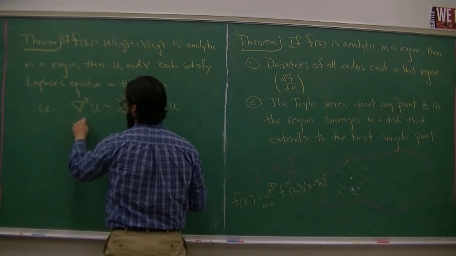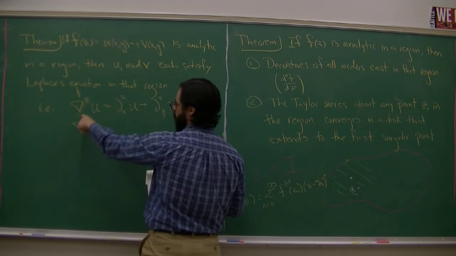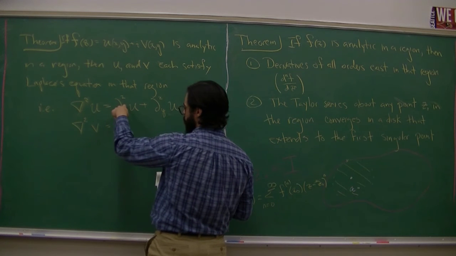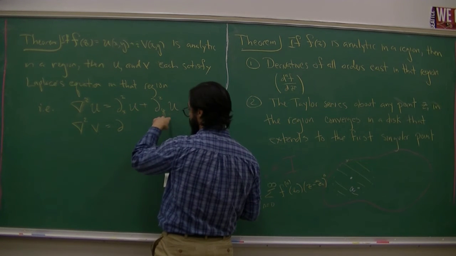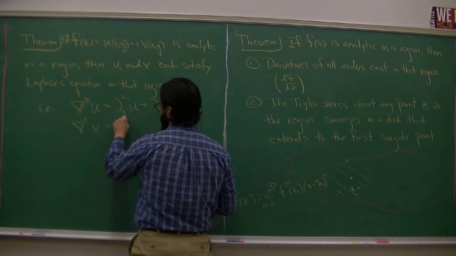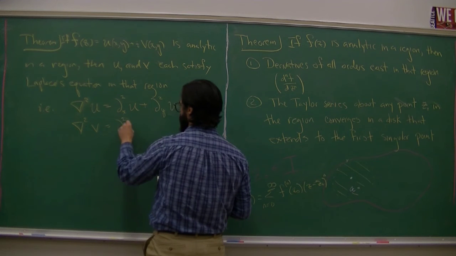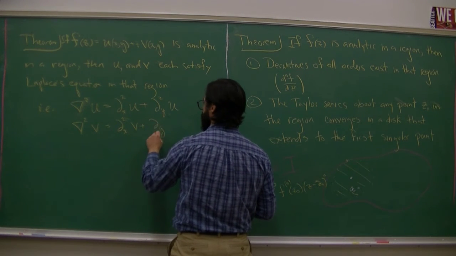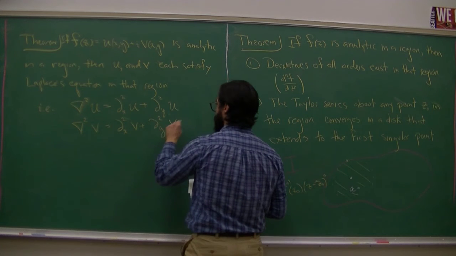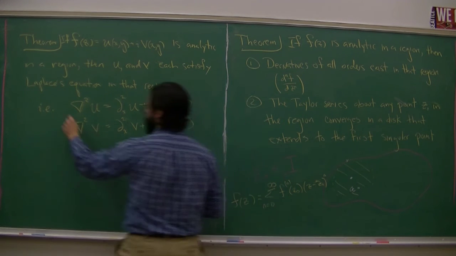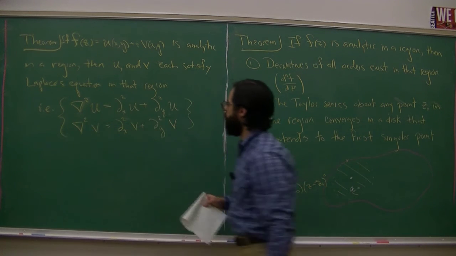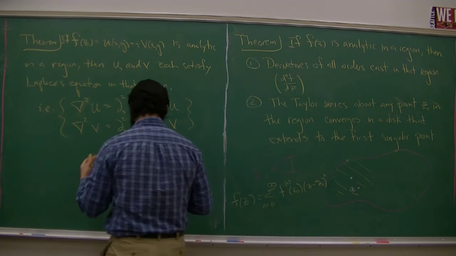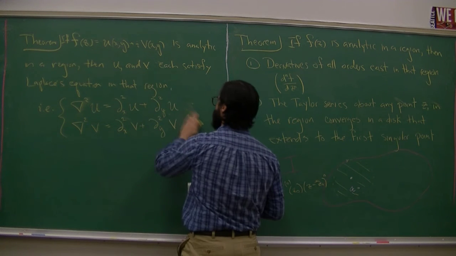So this is what I mean by Laplacian. Call it del squared of u and del squared of v. It's the second derivative d by dx squared of u plus d by dy squared of u. And likewise, the Laplacian of v would be d by dx squared of v plus d by dy squared of v. Each one of these satisfies the Laplace equation, and this is what this means. Oops, equals 0.